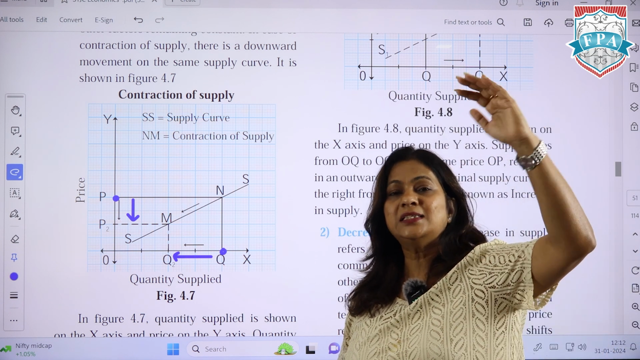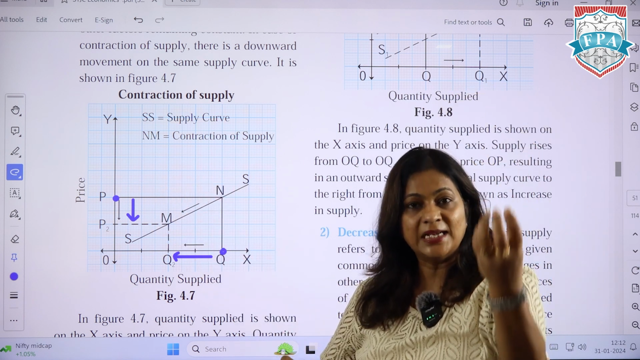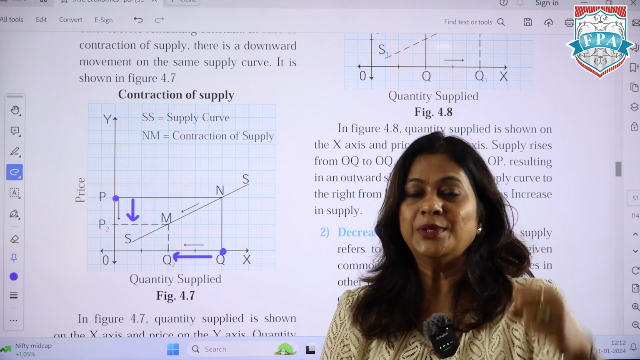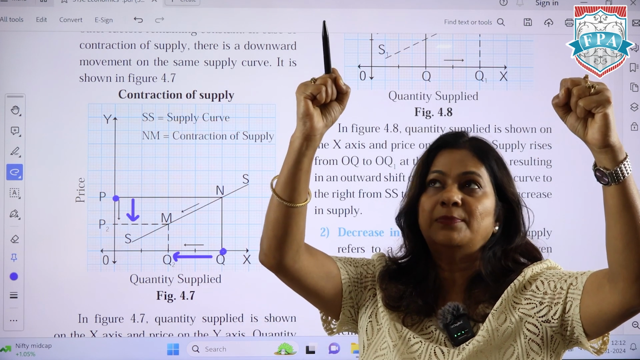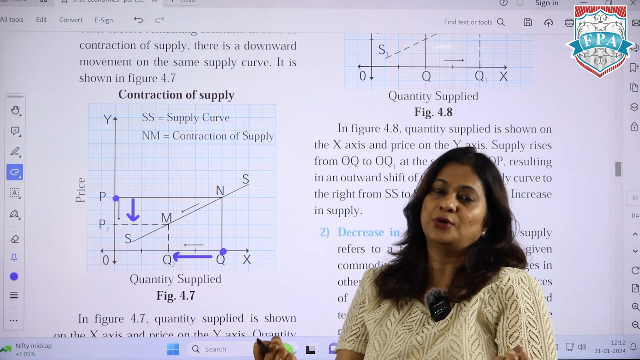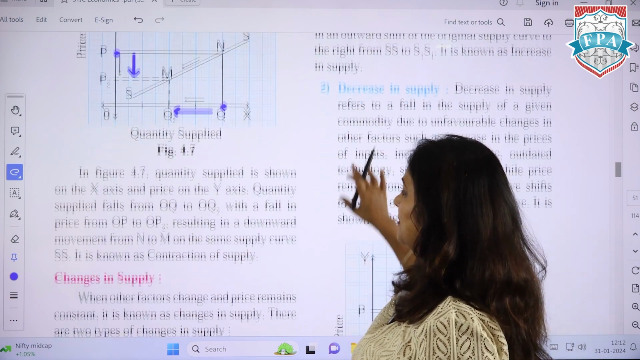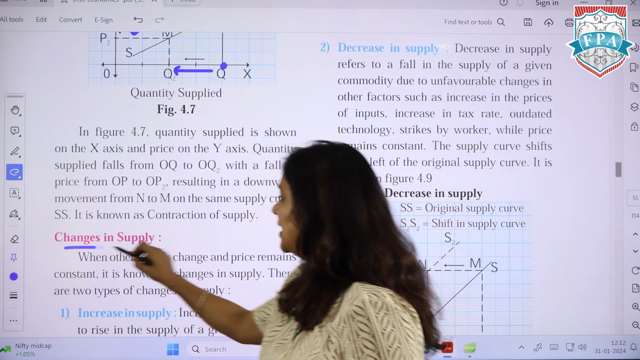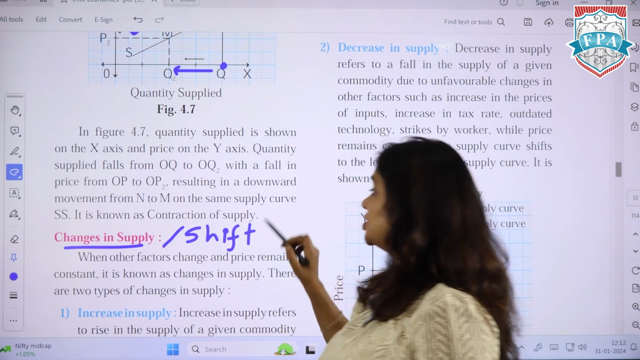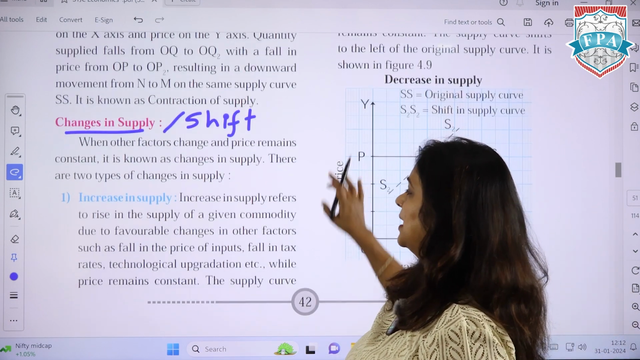If the price increases, supply of the product increases. If the price decreases, the supply of the product decreases. So increase in price, increase in supply, this is expansion. Decrease in price, decrease in supply, this is contraction. Only reason is price. When we talk about changes in supply or shift in supply, shift in supply will be for a reason other than price.